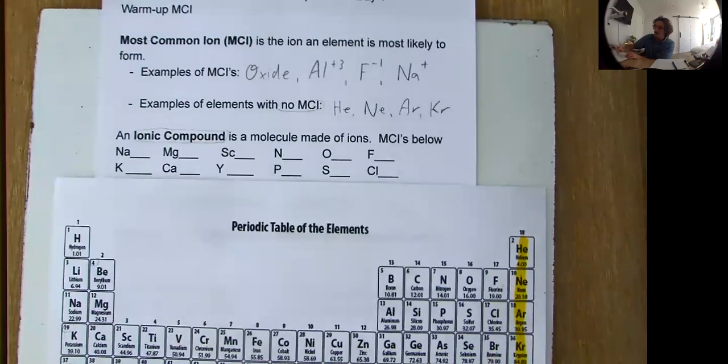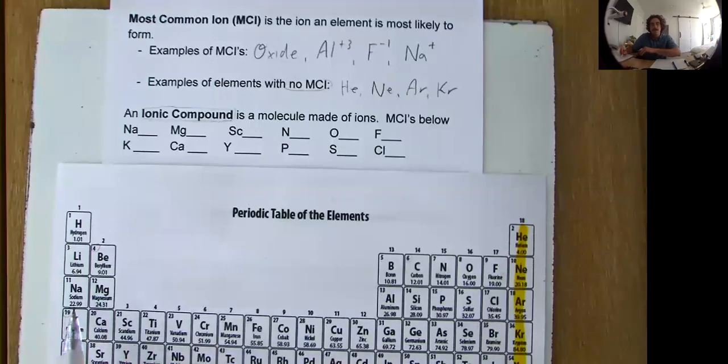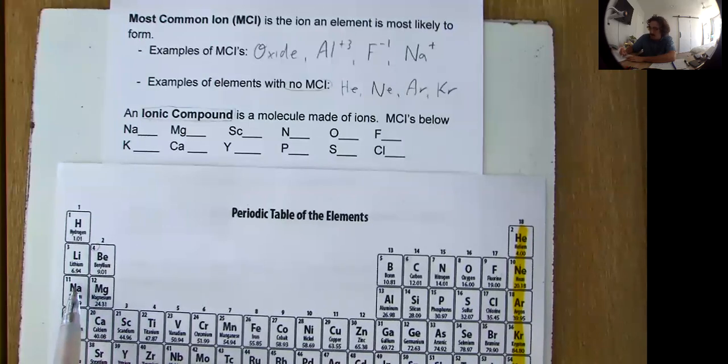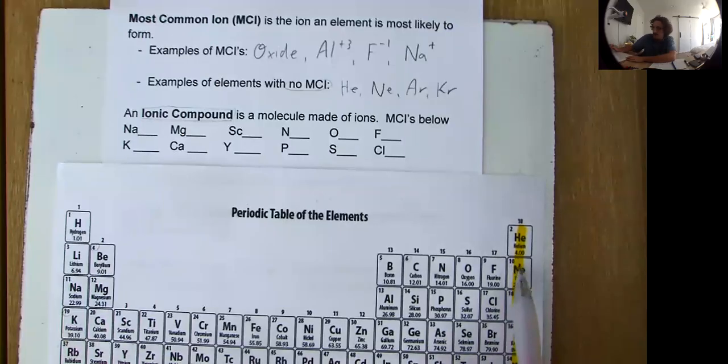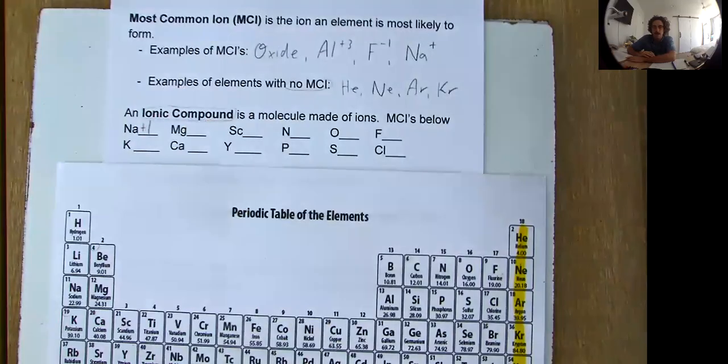So if we look at the first example, Na, number 11, sodium. Remember that the most common ion looks like this. Sodium needs to lose one of its electrons to have the same number of electrons as the closest noble gas, for a charge of +1. And that's what we write right there.